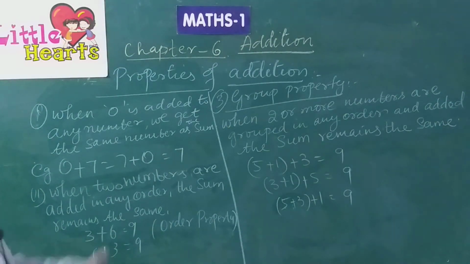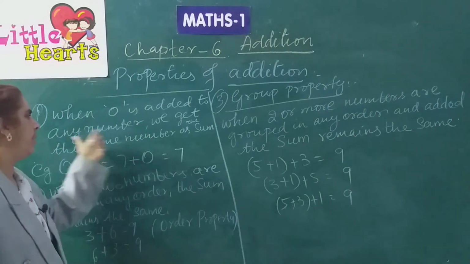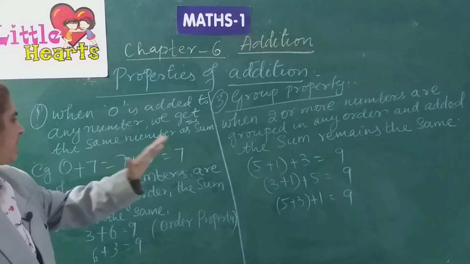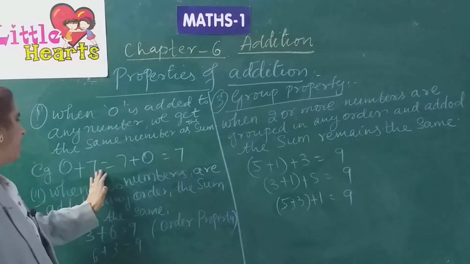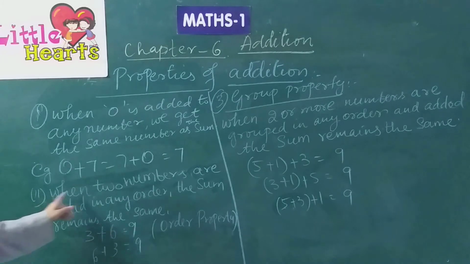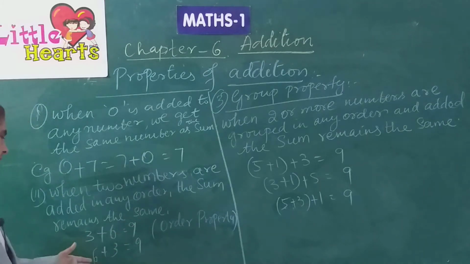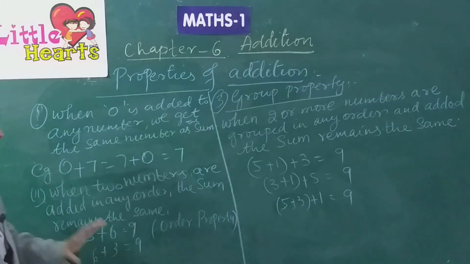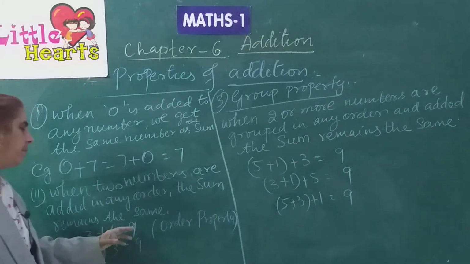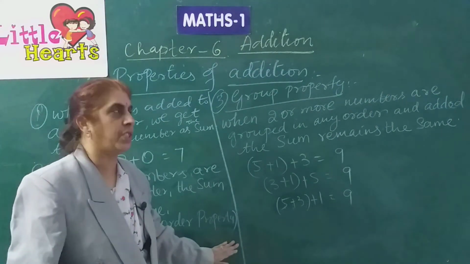Yes, children, let us go with the properties of addition. When 0 is added to any number, we get the same number as the sum. 0 plus 7 is equal to 7 plus 0 is equal to 7. And when two numbers are added in any order, the sum remains the same. 3 plus 6 is equal to 9, 6 plus 3 is equal to 9. If the order is changed also, the sum does not change. This property is known as order property.